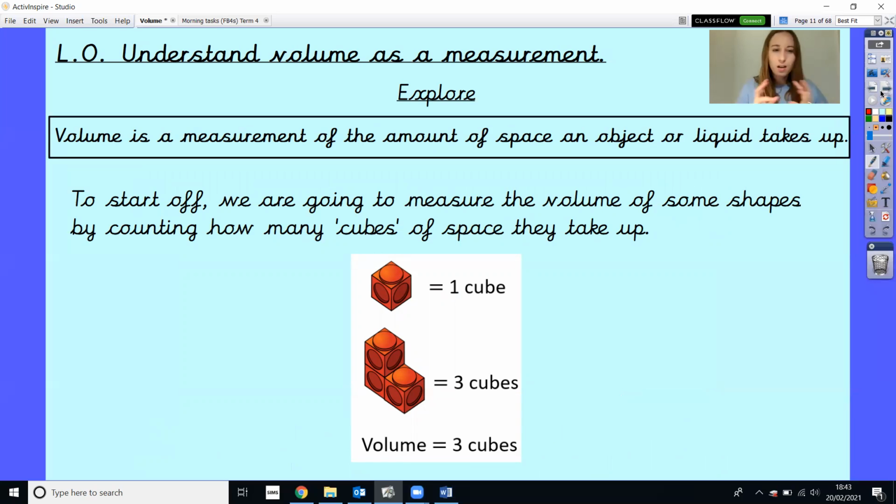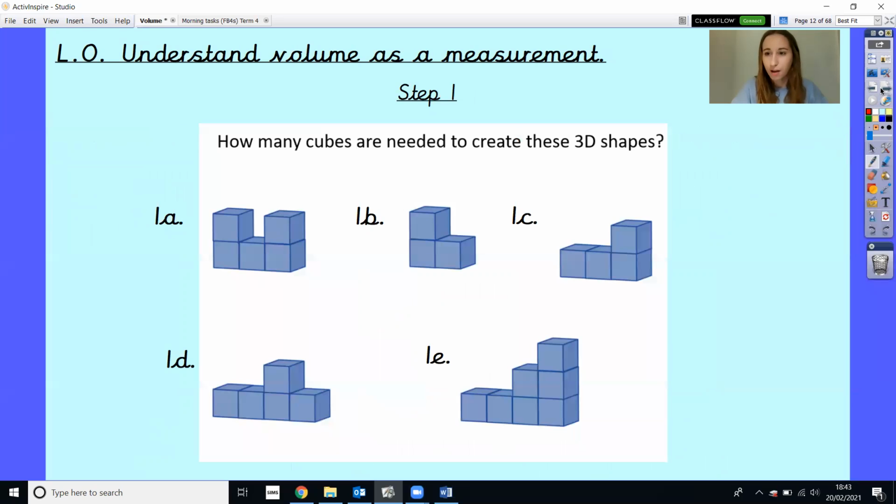So to start off measuring volume, we're going to measure the volume of some shapes by counting how many cubes of space they take up. So that's how we're going to start off looking at volume. If you look at the picture there, you can see I've got 1 cube. And then if my shape is made up of 3 cubes, I'd say its volume is 3 cubes. So that's just a simple way to start off. It's not an accurate way of measuring volume, but it's the way we're going to start off and ease ourselves into it. So we'll be looking at how many cubes of space a shape takes up.